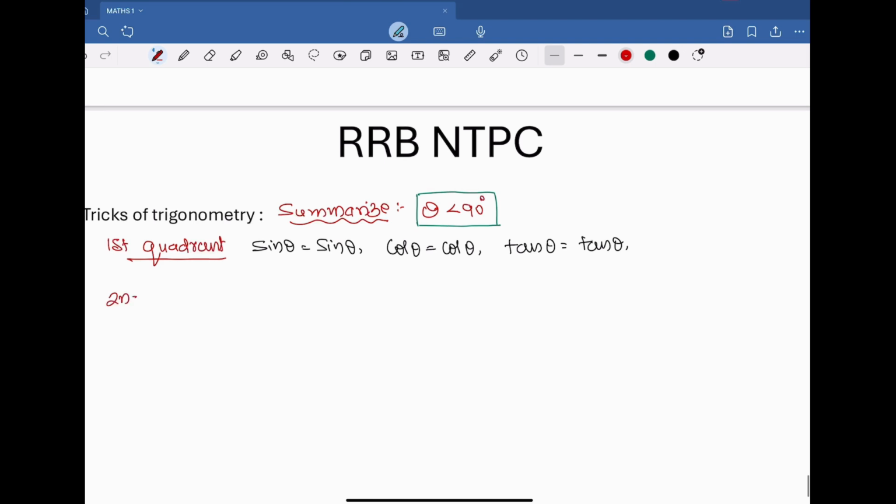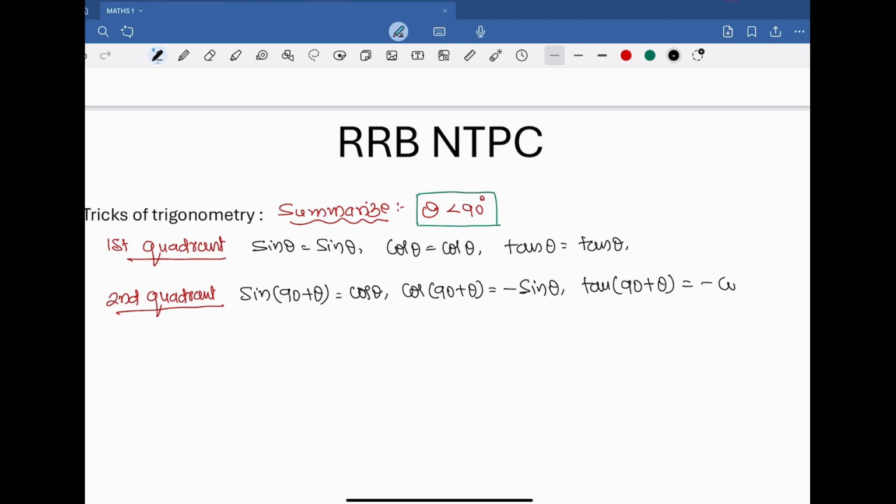In the second quadrant, sin 90 plus theta is equal to, sin is positive, all silver teacups, cos theta. Cos 90 plus theta is equal to minus sin theta. Tan 90 plus theta is equal to minus cot theta.